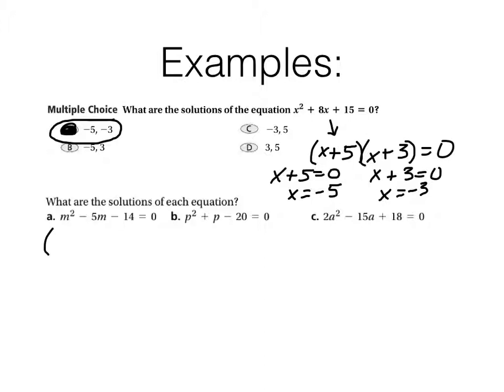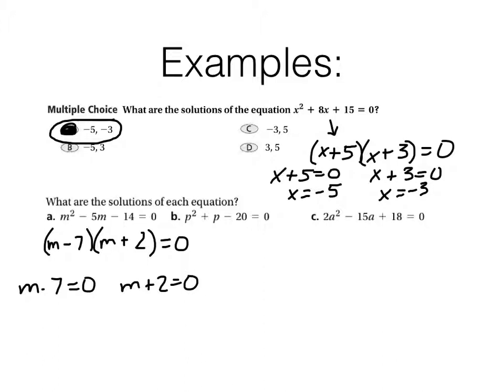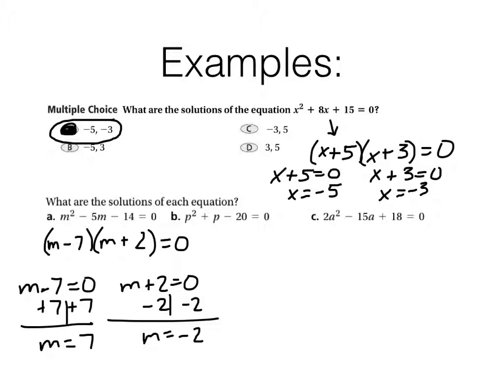All right, let's try these. So we factor m squared minus 5m minus 14. So factors of negative 14 that add up to negative 5. That would be negative 7 and positive 2. So then we have our mini equations. M minus 7 equals 0 and m plus 2 equals 0. We're going to add 7 to each side on this one. So m is 7. Subtract 2 from each side on this one. So m is negative 2. And that means m is equal to negative 2 and 7. So m can be either one.